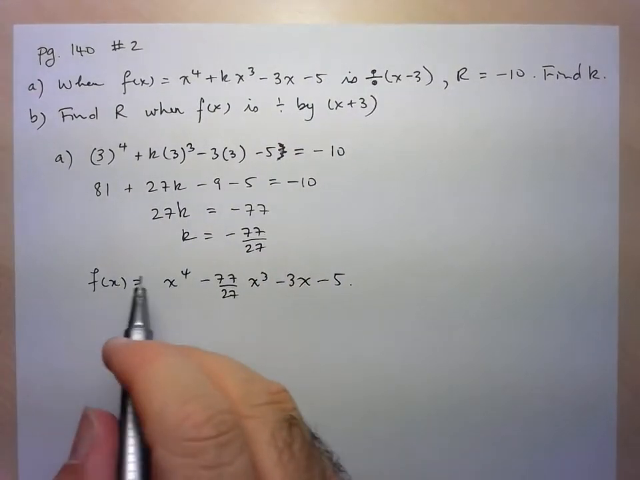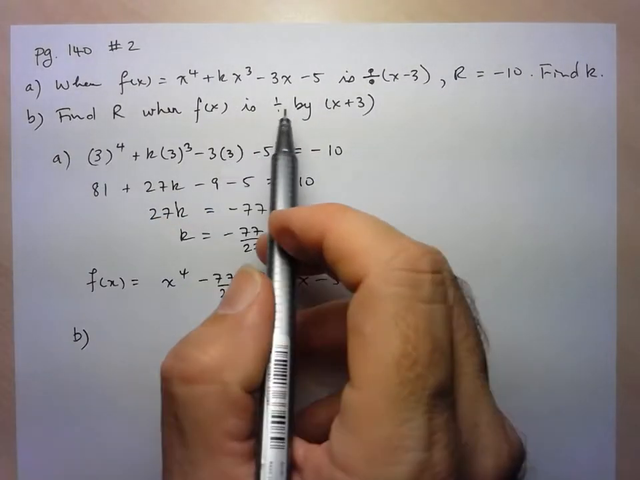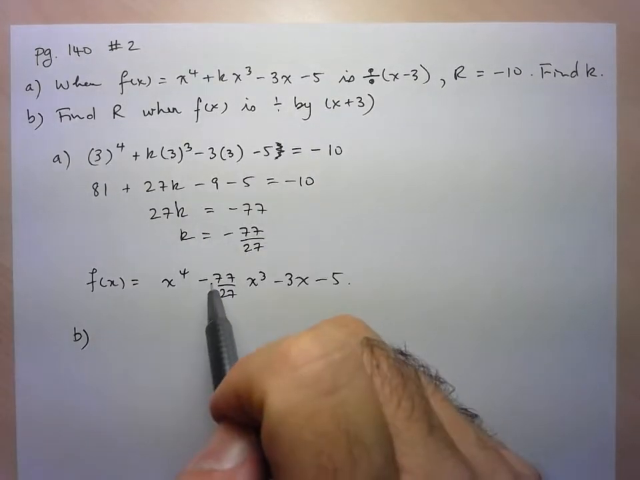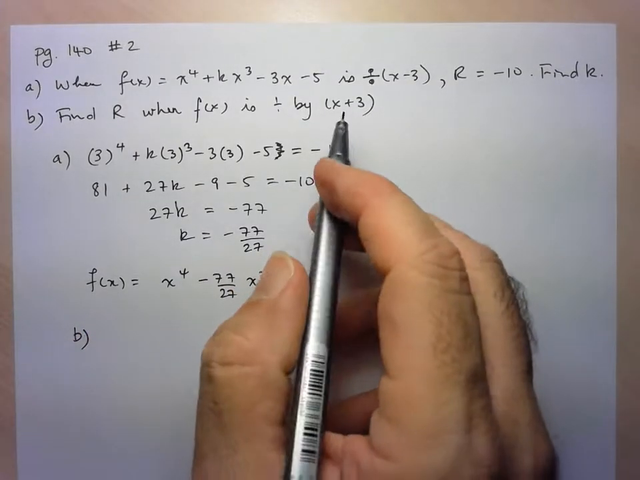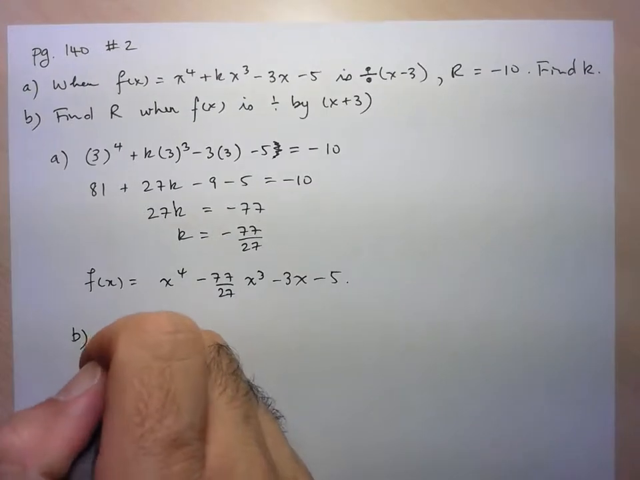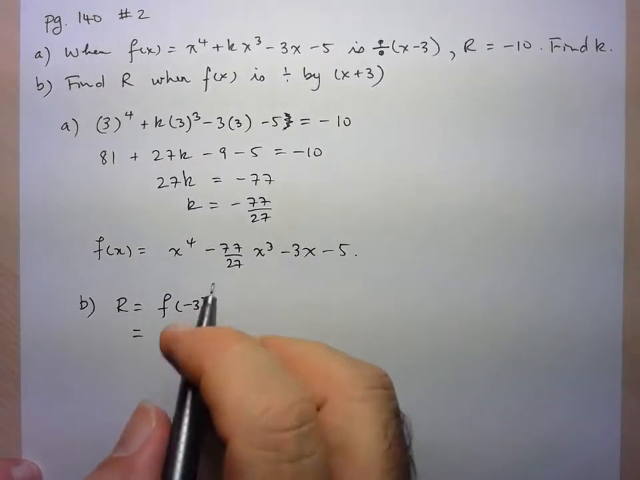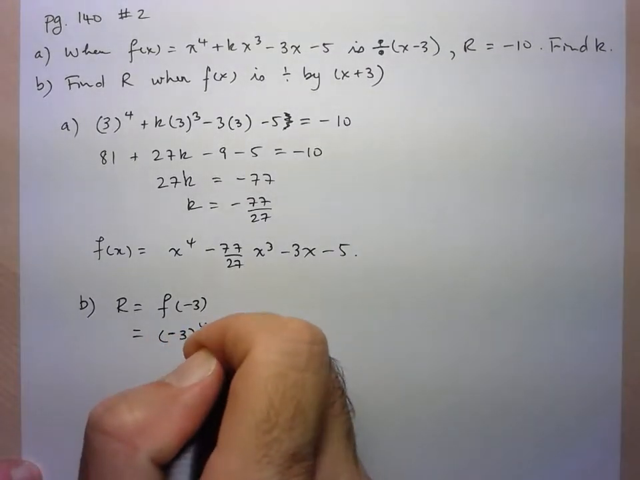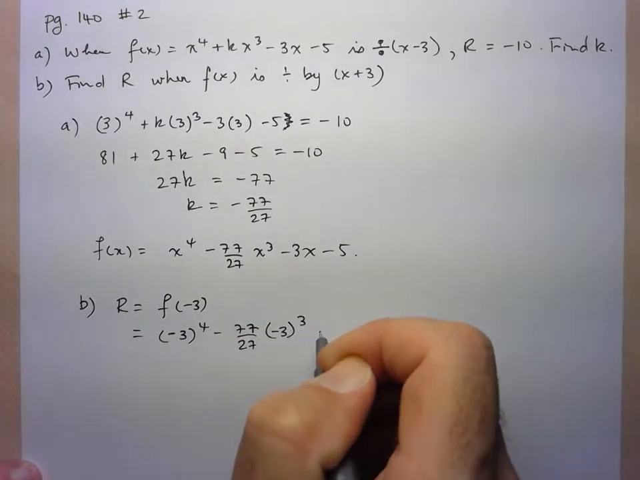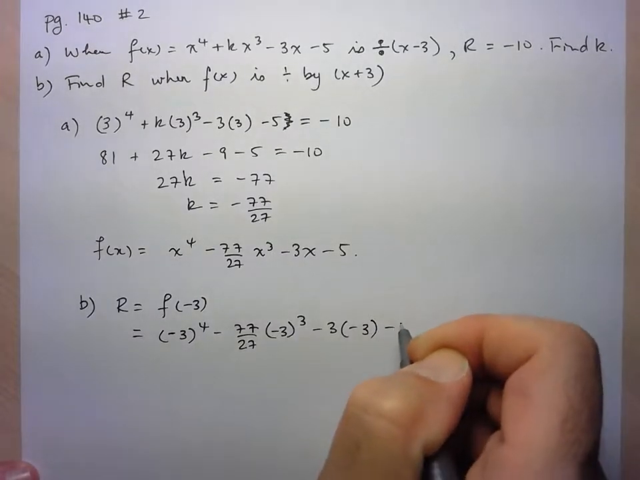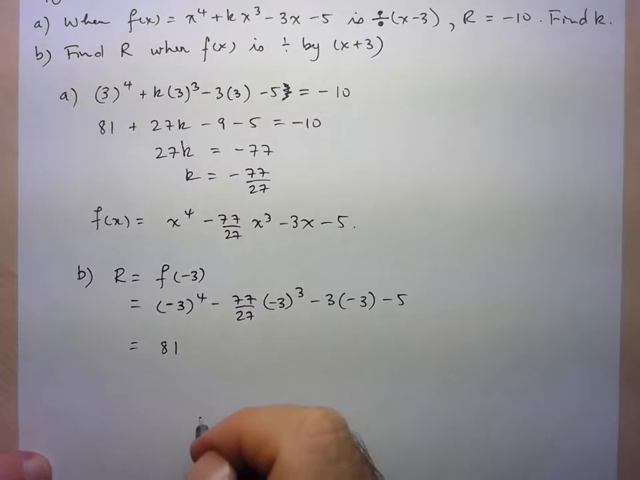Okay, so now we know what the polynomial is. So in b, we can now find the remainder of this other division. Here I'm dividing this polynomial by x plus 3, so the remainder is just given by this polynomial evaluated at negative 3. So our remainder is just f of negative 3, which I can calculate pretty easily here. We have negative 3 to the fourth minus 77 over 27 times negative 3 cubed minus 3 times negative 3 minus 5. Here this is still going to be 81 because it's an even power.